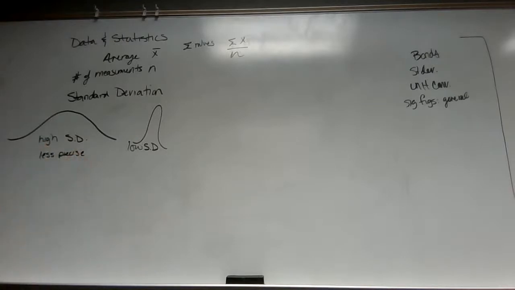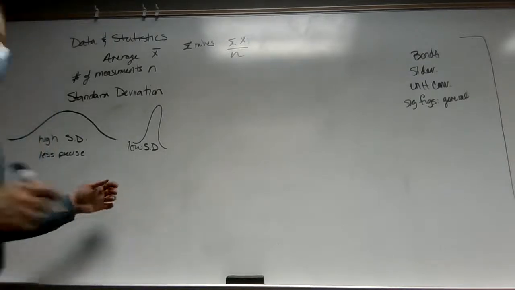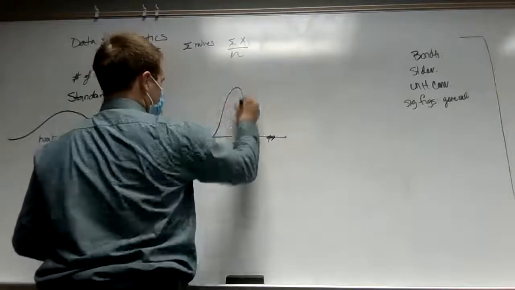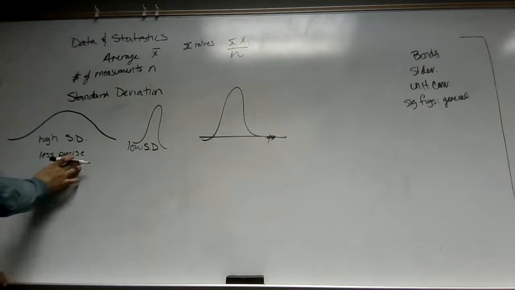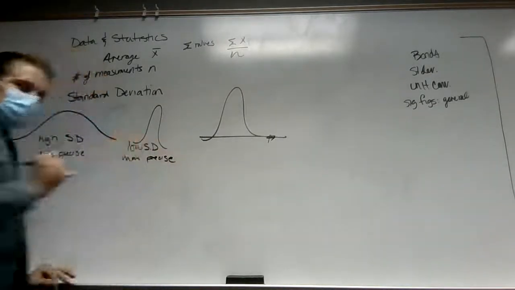We can't actually tell the accuracy off of this without knowing the true value. Right, if I told you, here's your graph, this is the true value, and that was your data, then we could. All we know is that this is less precise and this is more precise. Does that make sense?